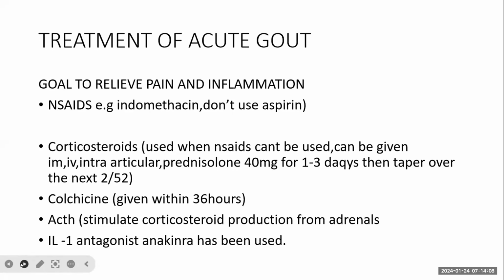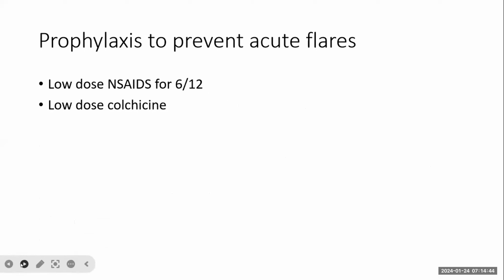For treatment of acute gout, the goal is to relieve pain and inflammation, where we use NSAIDs such as indomethacin. We don't use aspirin because aspirin actually increases uric acid, so it will lead to more flares. Then we can make use of corticosteroid, where we place the patient on 40 milligrams for 1 to 3 days, and then we taper over the next 2 weeks. Colchicine can be given to our patients within 36 hours. ACTH is usually used to stimulate corticosteroid production from the adrenals. And the interleukin-1 antagonist anakinra has been shown to be used in treatment of acute gout.